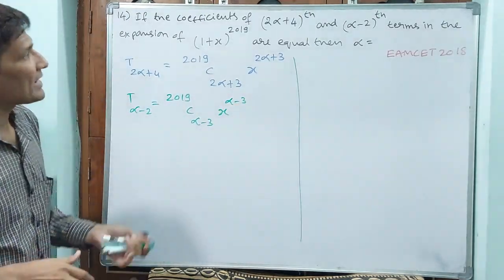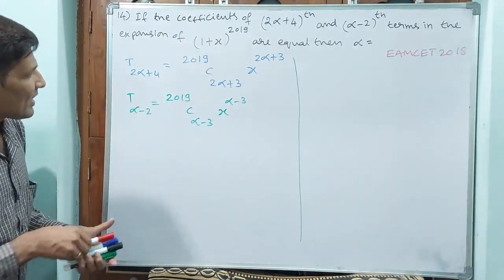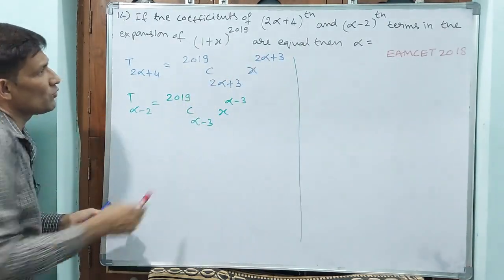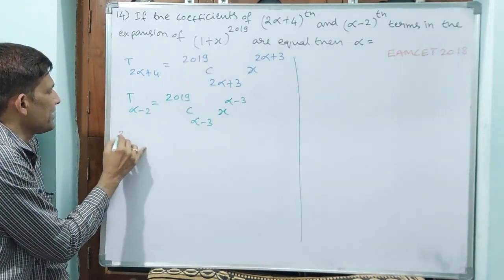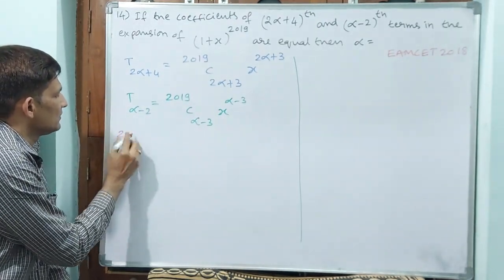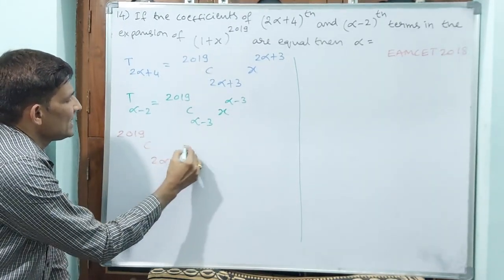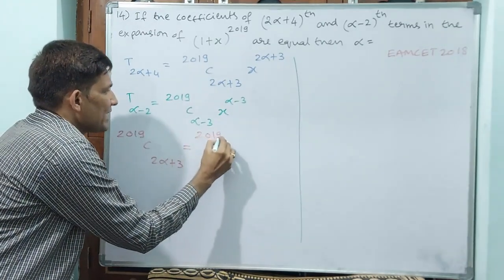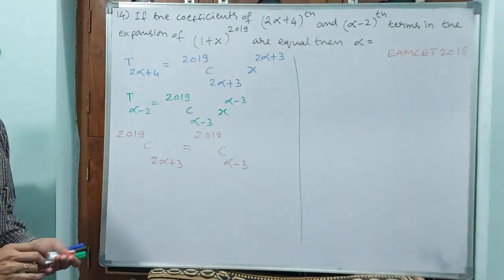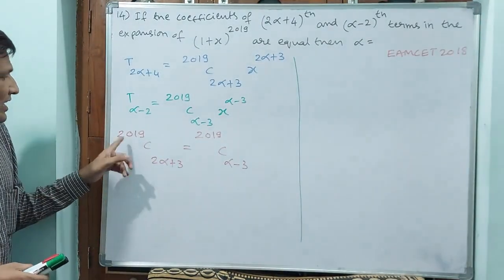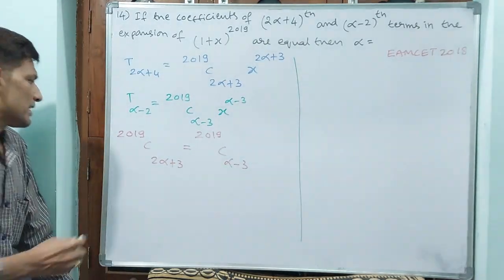Now wait, what have they written? The coefficients of these two terms are equal. That means, what are the coefficients here? These two are the coefficients. You don't take x, you have to take only the coefficients. See what I am writing: 2019 C (2α+3) is equal to 2019 C (α−3). Whenever these two are equal and n is also the same, then what can we write here? As per the basic property, we can write like this.